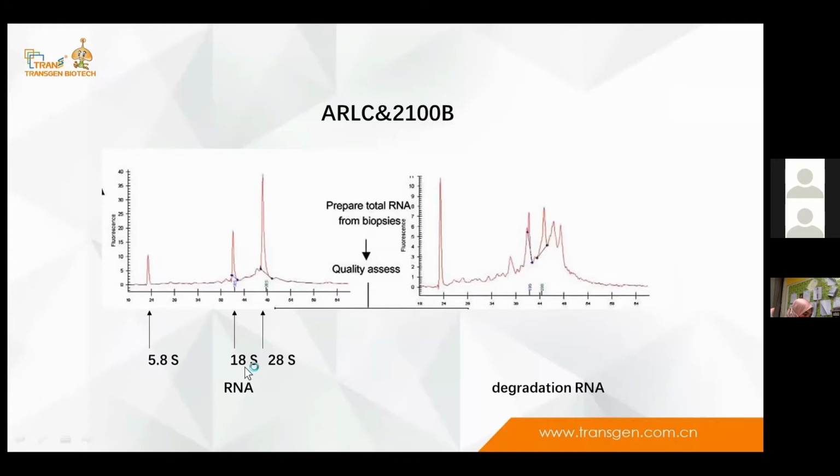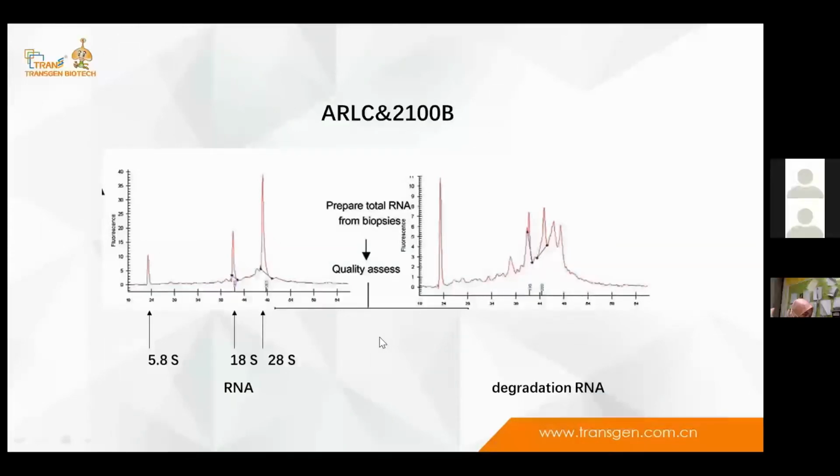So here is very good quality RNA. We can see three individual peaks here. The highest one is the 28S RNA, and the others are the 18S RNA and the 5.8S RNA. We can see very individual peaks, just like the three bands in electrophoresis. But in this case, the degraded RNA shows very chaotic signals, showing the RNA quality is very bad.